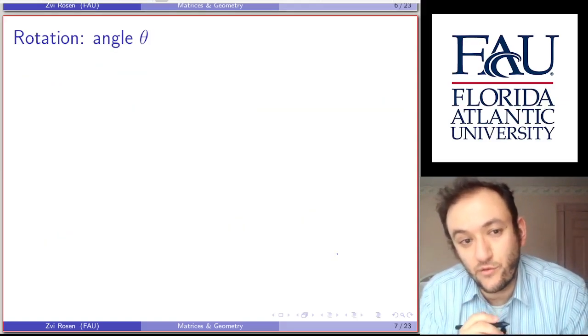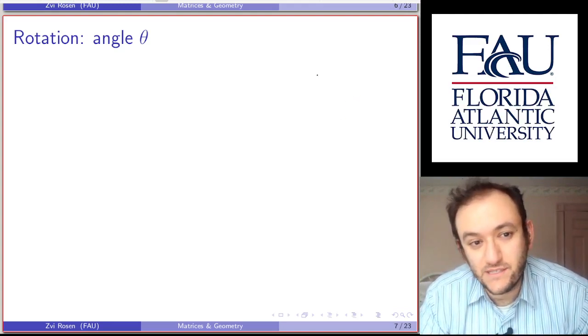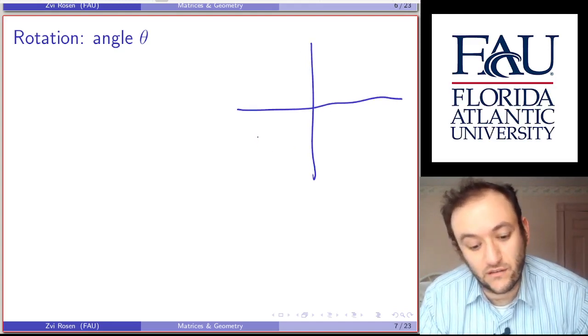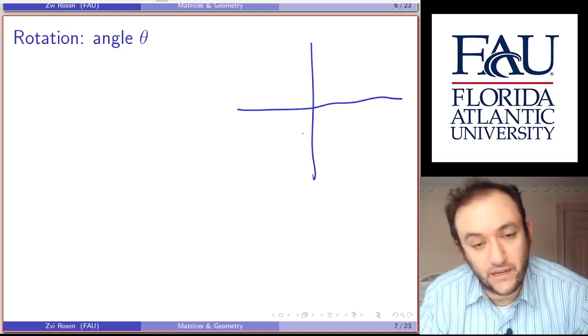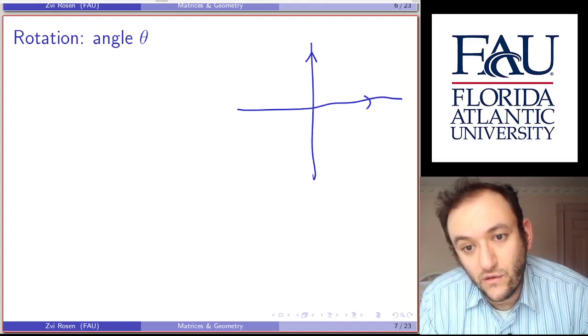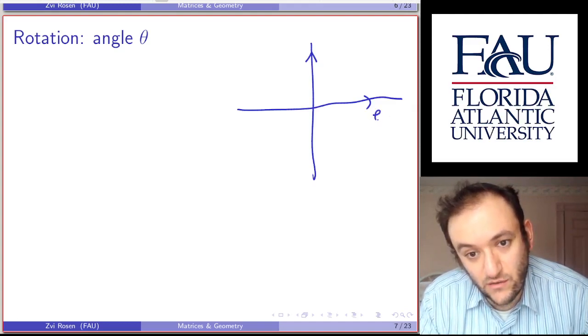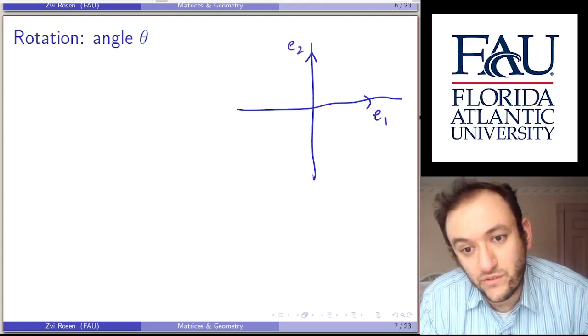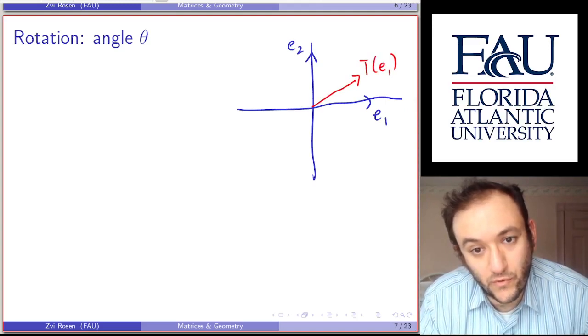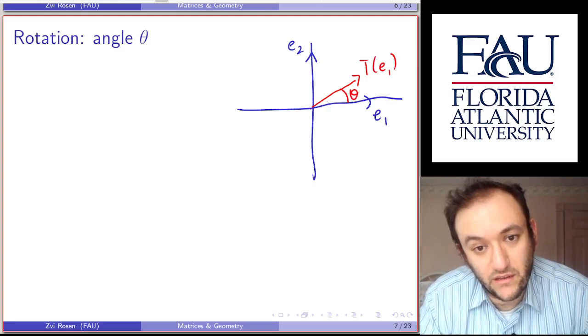How about rotating through an angle theta? This is going to be a similar exercise to when we were reflecting over a line through an angle theta. So let's draw our basis vectors, e1 and e2, and understand what it looks like when we apply T. We're going to get T of e1, rotated by angle theta, and T of e2, also rotated by angle theta.